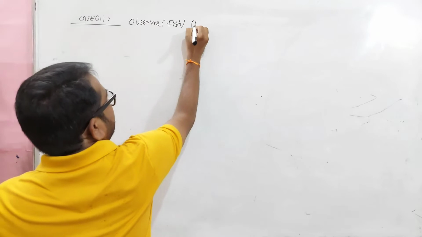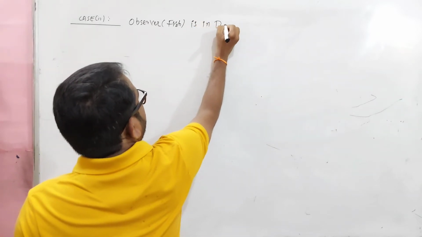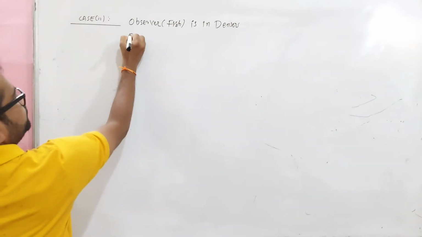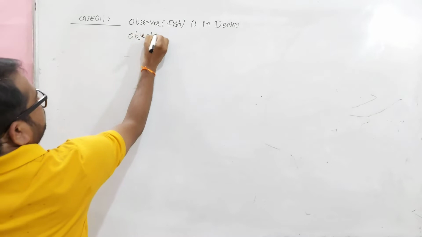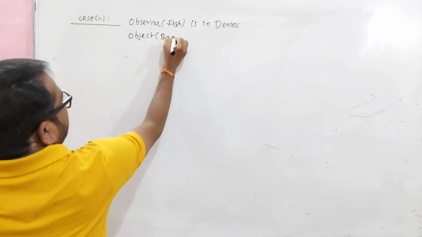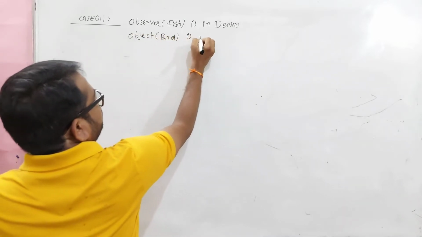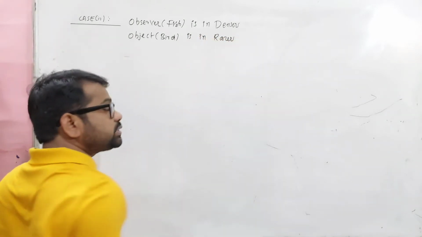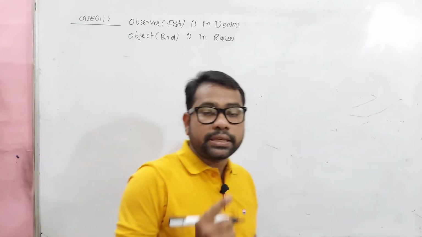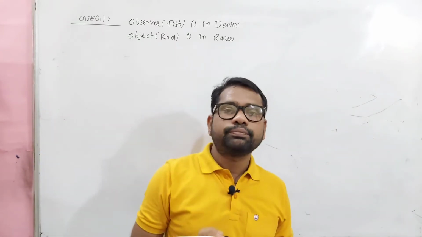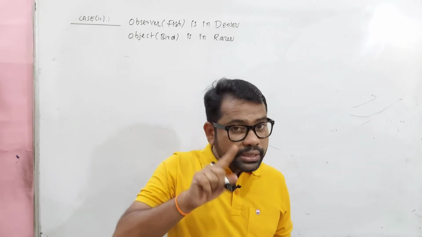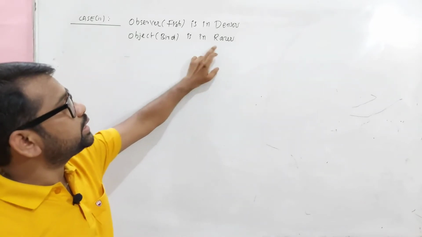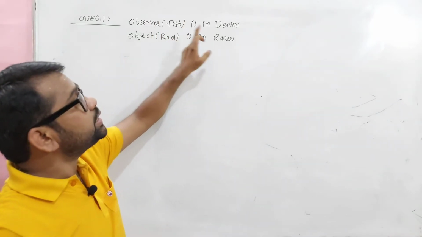Observer is in the denser medium, whereas the object, that is the bird, is in the rarer medium. It's very important. In the previous case, the observer was in the rarer medium and the object in the denser medium. But in this case, dear children, the object is in the rarer medium, whereas the observer is in the denser medium.